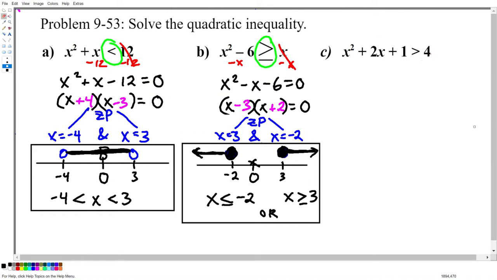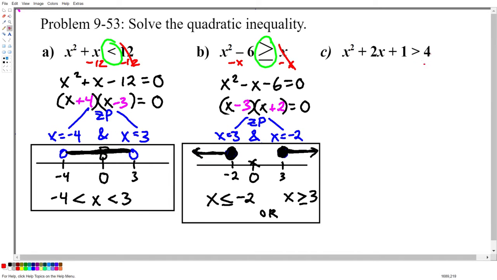All right, time to do letter C. We already completed letter A, we completed letter B, and it's now time to try letter C. So we know it's possible that the answers could be on the inside in region B, or our answers could be on the outsides in region A and region C. So let's see what we get for our last problem here.